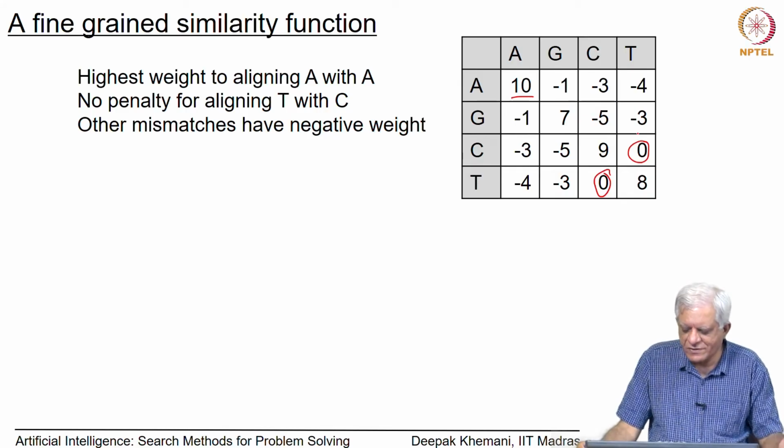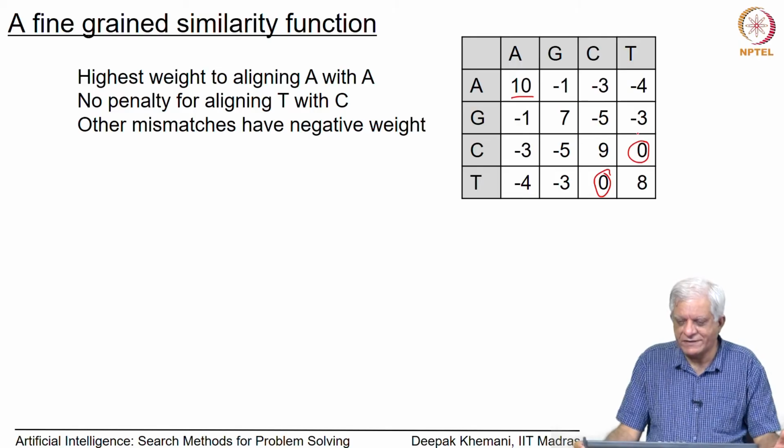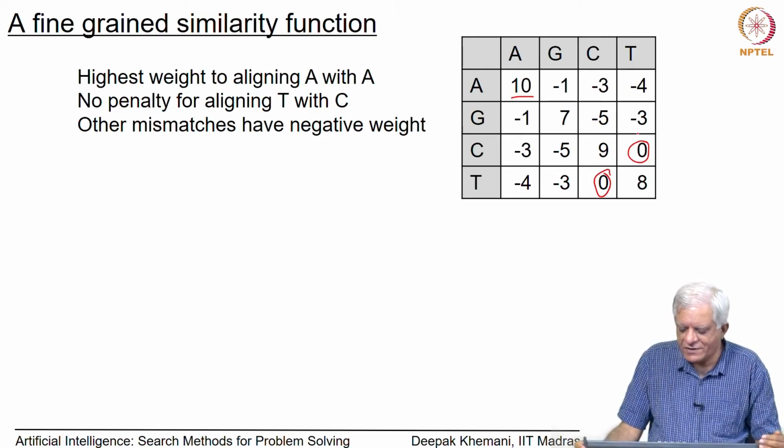So, perhaps you are willing to tolerate it, but remember that for all the 4 cases of aligning a character with itself, the scores are all positive. So, it is 10 for A, 7 for G, 9 for C and 8 for T. So, you would like them to be aligned with the same character, but if they are not aligned, then you have a certain cost to pay.